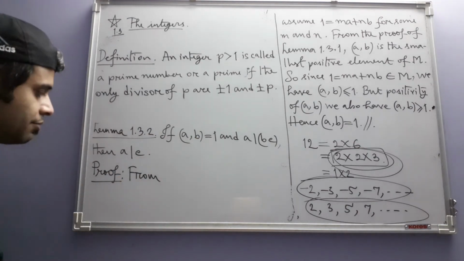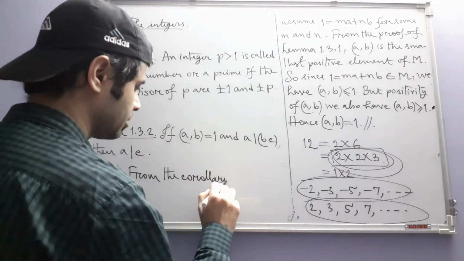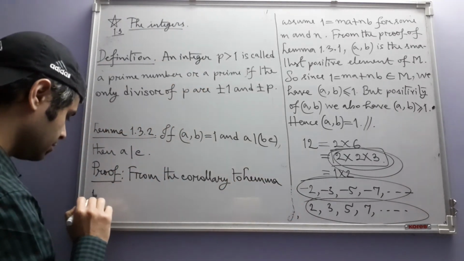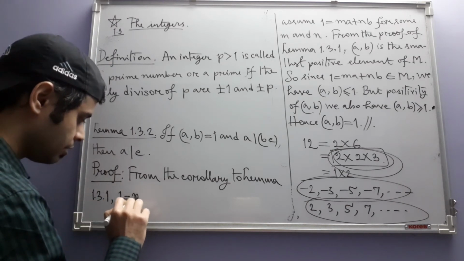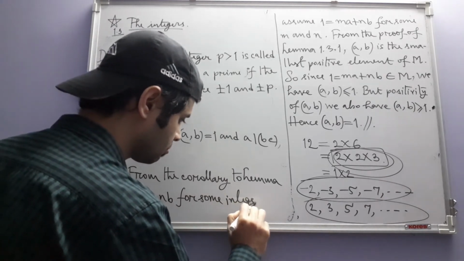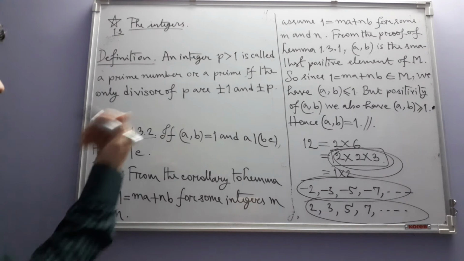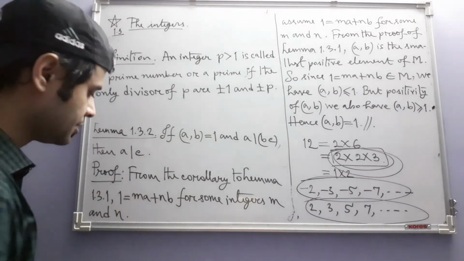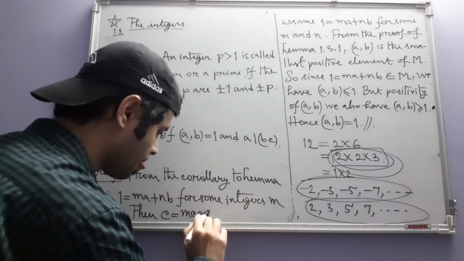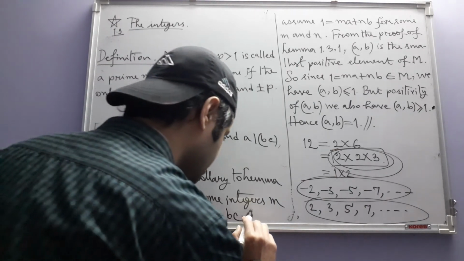Since A and B are relatively prime, from the corollary, see, this is where things are somewhat annoying, we have to write from the corollary to Lemma 131: 1 is equal to MA plus NB for some integers M and N. Okay, so this we are getting from the previous corollary. Now you multiply both sides by C. Then C is equal to MCA plus NBC.